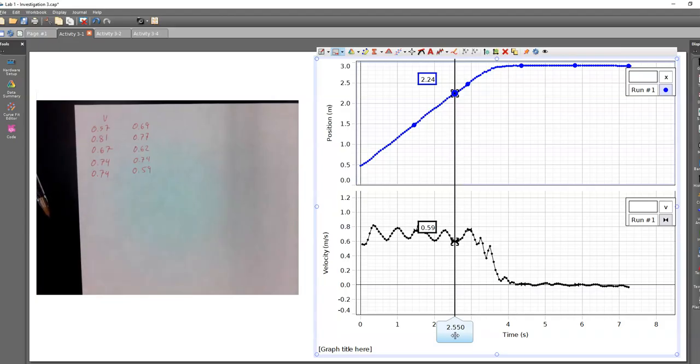Now, what is the mean of that velocity? What is the mean of all those velocities? What is the average of those velocities?